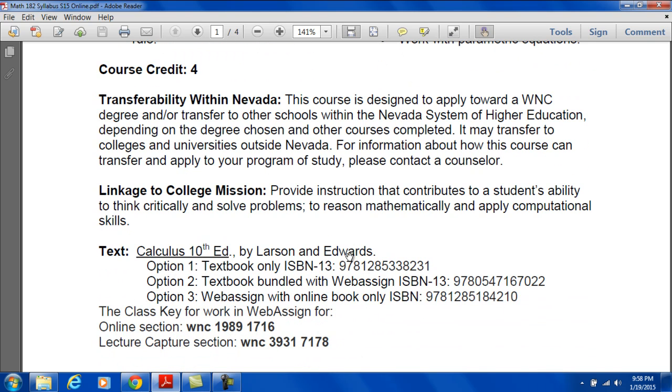Transferability within Nevada: this course is designed to apply toward a WNC degree and/or transfer to other schools within the Nevada system of higher education, depending on the degree chosen and other courses completed. It may transfer to colleges and universities outside Nevada. For information about how this course can transfer and apply to your program of study, please contact a counselor. The linkage to college admission provides instruction that contributes to students' ability to think critically and solve problems, to reason mathematically, and apply computational skills.